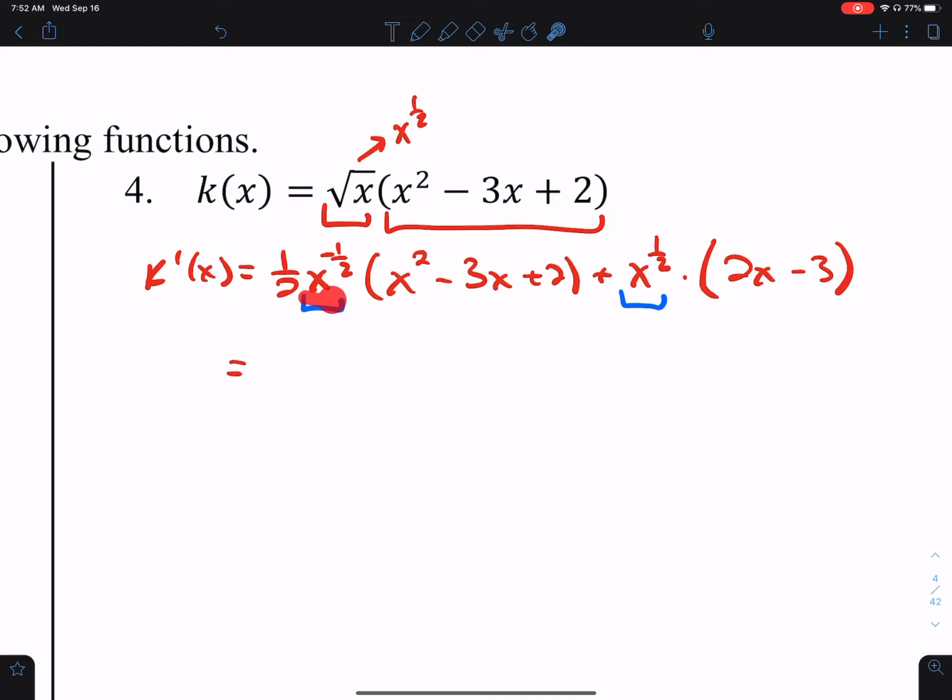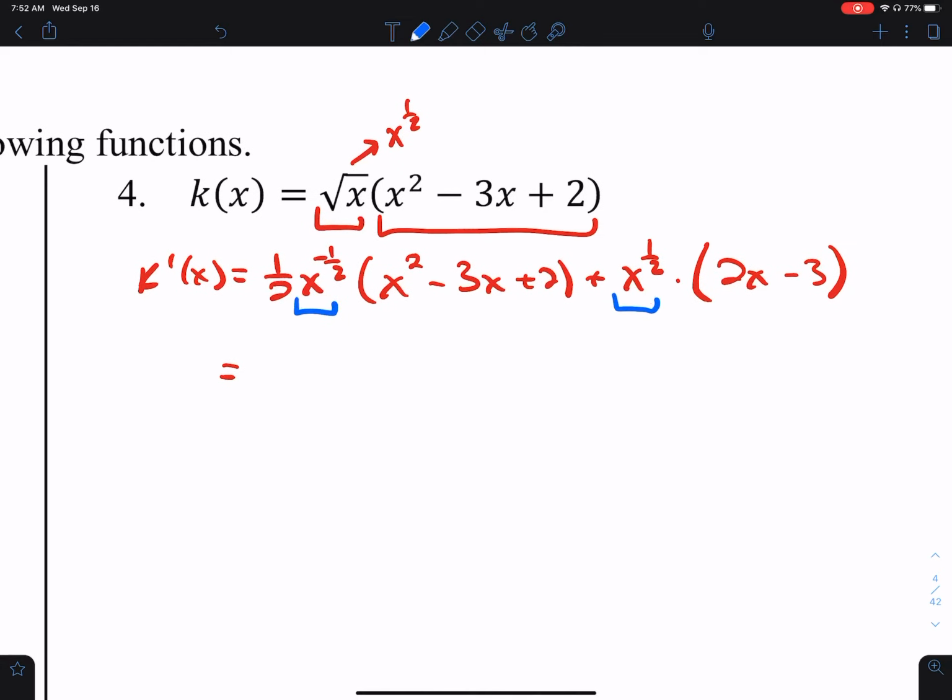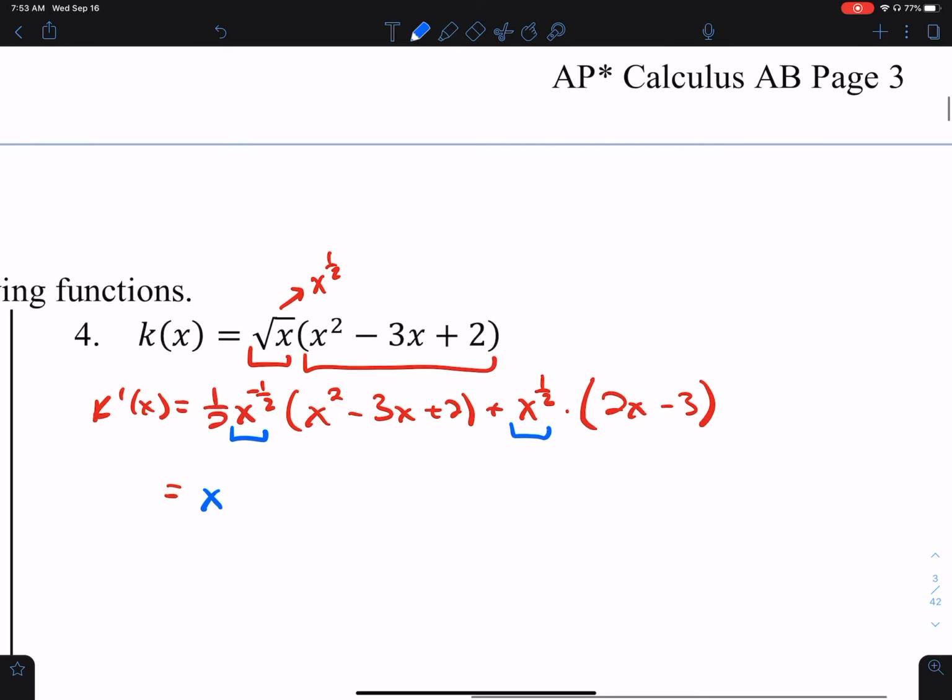Now, obviously, they had the same base, x, so we know we can pull an x out. And then the part students have trouble with, do I pull the exponent of negative 1/2 out to the front, or do I pull the positive 1/2 out to the front? Let me give you a different example. If we had x squared plus x cubed, and you wanted to factor an x out to the front, would you factor out an x squared or an x cubed? Well, you'd factor out an x squared.